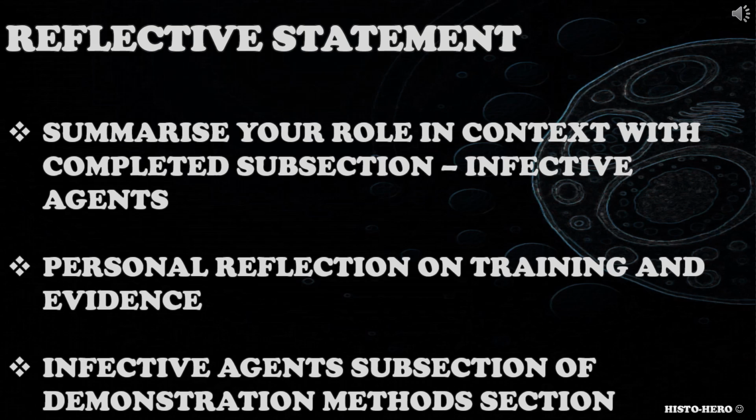To prepare for that, write a smaller reflective statement for each subsection. What is your role in the context of this subsection within the laboratory? What does your evidence demonstrate? Also write a smaller justification as to why you chose your evidence for this subsection. Also write what your training was like when it comes to this subsection. Writing a smaller reflective statement at the end of each subsection will then make it much easier at the end of the section.